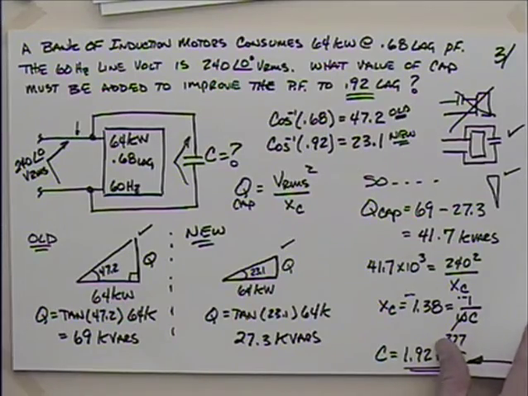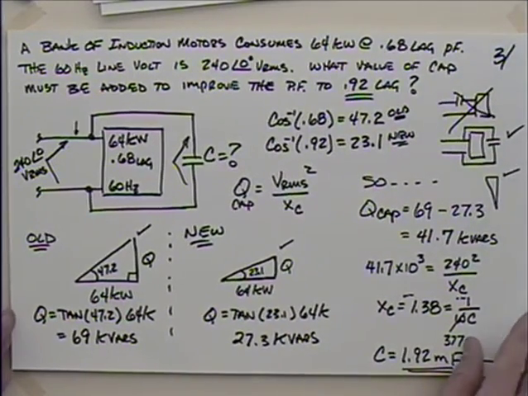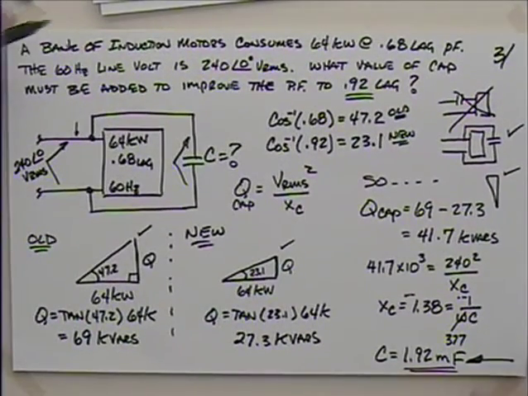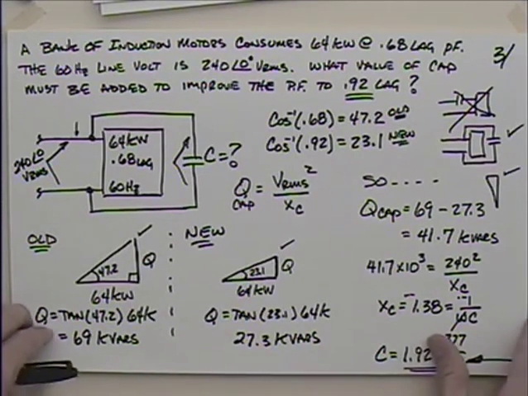A method that might be a little easier to think about, but it's not going to be so quick, is to look at what's happening at the impedance level. You'll notice I didn't talk anything about the impedance. If someone asked me what's the resistance of the load or what's the reactance of the load, I have no idea. I concentrated at the power level with the power triangles.